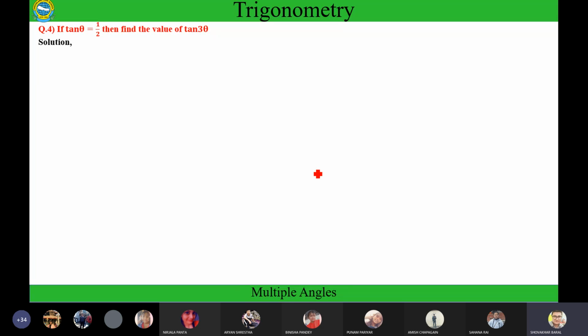So tan theta is equal to 1 by 2, it's given here. Now tan 3 theta is equal to 3 tan theta minus tan cube theta by 1 minus 3 tan square theta. Let's replace the values. If you can solve it, please try to solve it without looking.